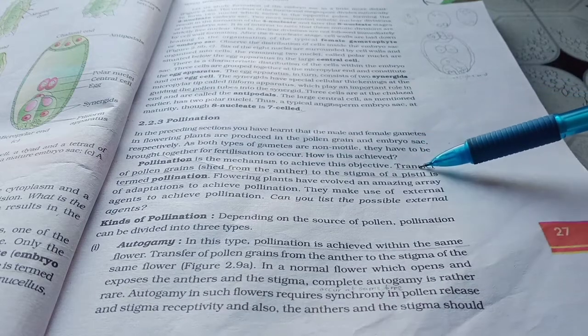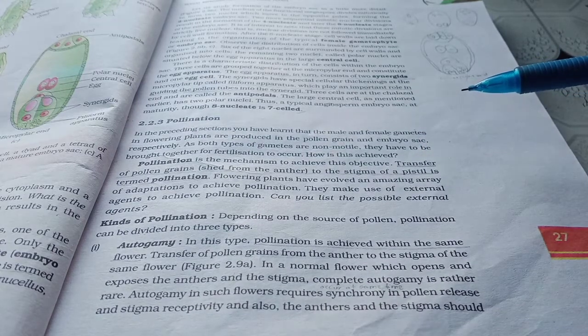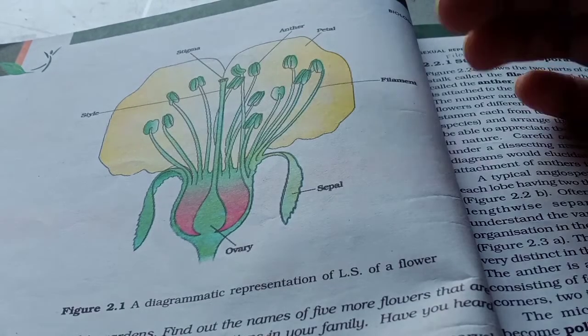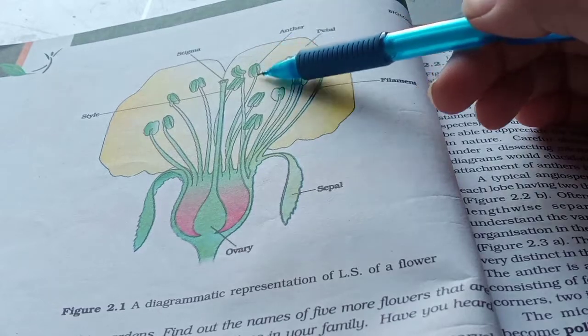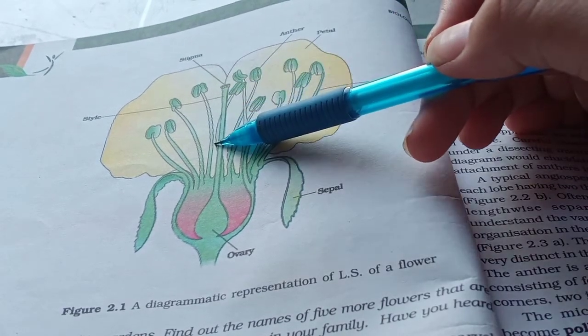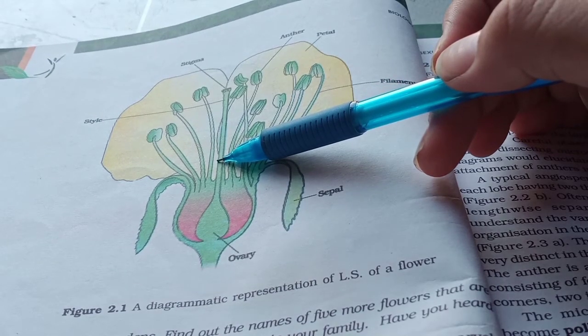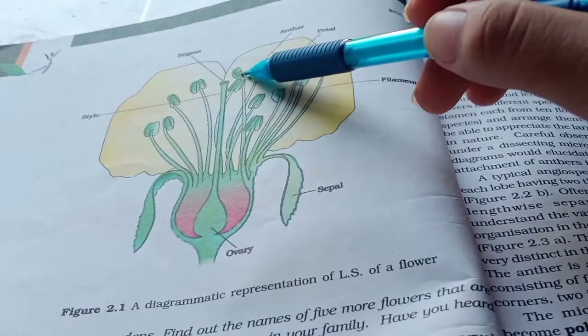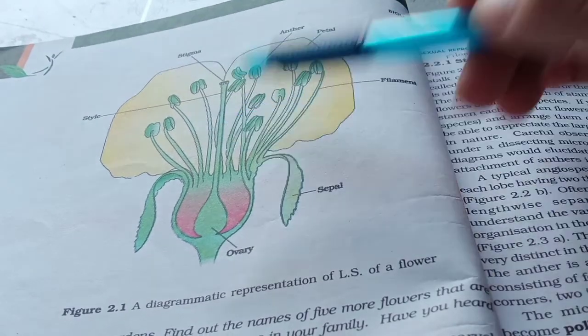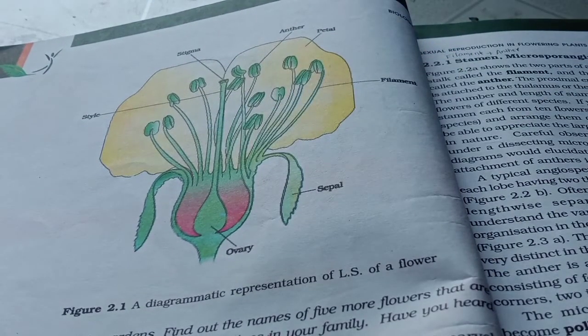The transfer of pollen grains shed from the anther to the stigma of a pistil is termed pollination.